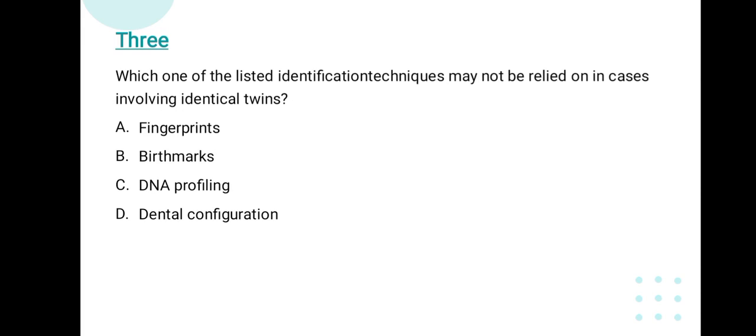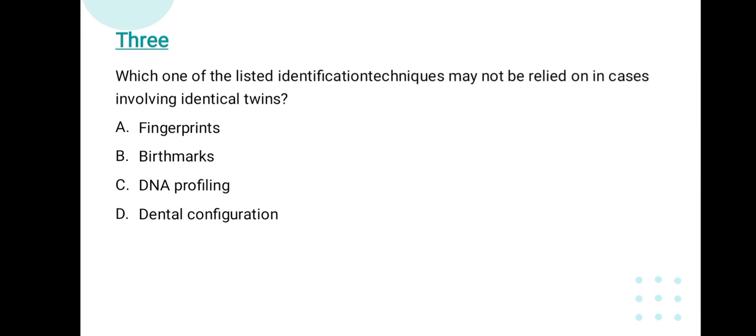Moving on swiftly, which one of the listed identification techniques may not be relied on in cases involving identical twins? Is it fingerprints? Is it birthmarks? Is it DNA profiling? Or is it dental configuration? In this case, we can't rely on DNA profiling. That is because they have exactly the same DNA profiles. That's because they are identical. Okay, this is in the case of identical twins.